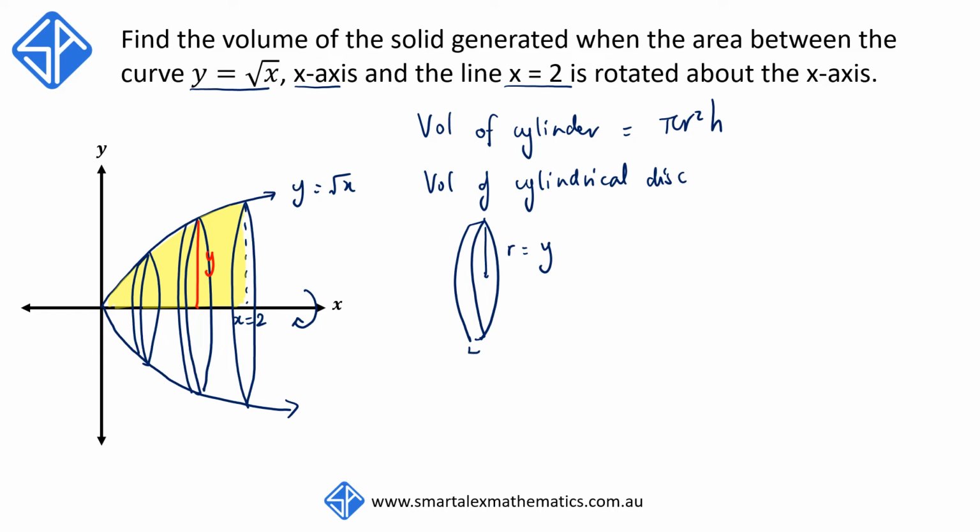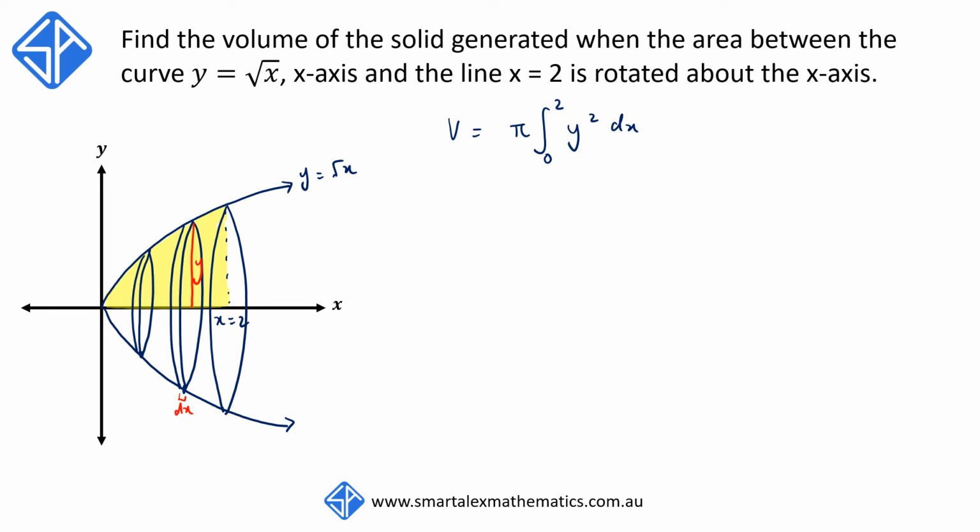Instead of the height h, we're going to replace that with dx, a very small increment in x, so that the volume of each cylindrical disc is simply going to be given by pi y squared dx. In order to find the volume of the solid, what we're going to have to do is sum these up, which is equivalent to taking the integral from 0 to 2 in this case of pi y squared dx.